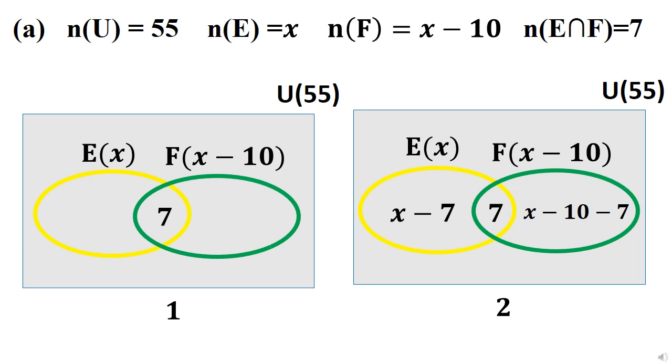Now we can see from step 2 that the region 4, which is within the rectangle, but outside the two circles, is nothing, because in the question we don't have a number for neither English nor French. So the portion outside the two circles, you can see that there is nothing there. That means that we don't have neither English nor French.